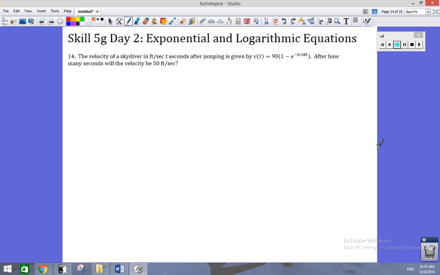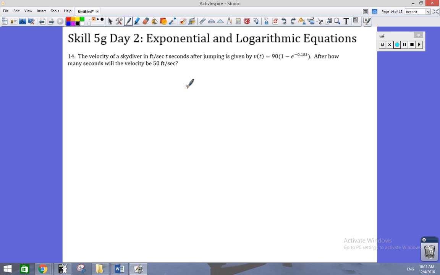So here, we've got skydivers, which might be terrifying. The velocity of a skydiver in feet per second, t seconds after jumping, is given by this function, v, which is for velocity. Velocity is a function of t, which is time. V of t is equal to 90 times this quantity, 1 minus e raised to the negative 0.18 t. After how many seconds will the velocity be 50 feet per second?